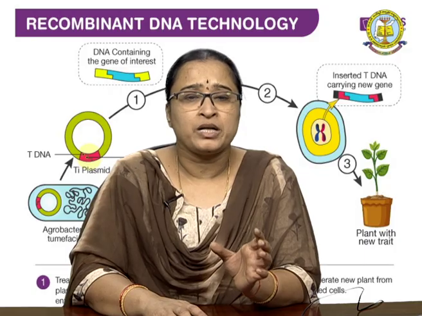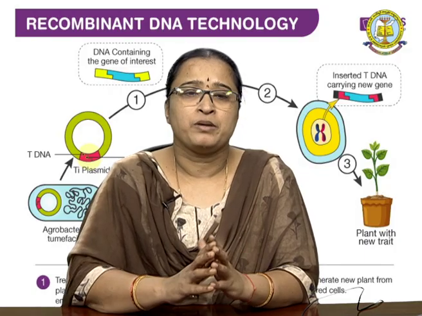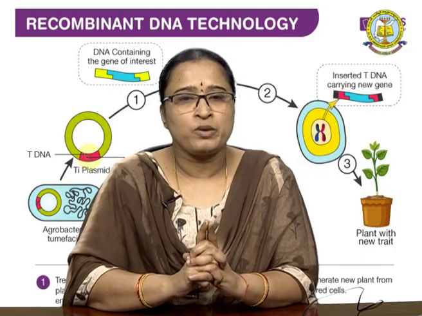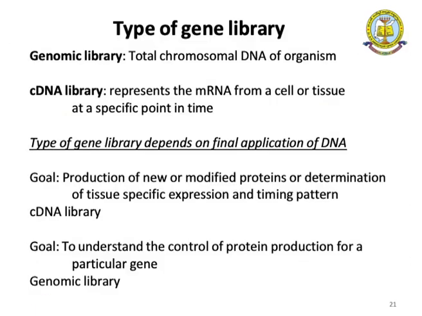What are the library types? In the gene library, the first one is the genomic library. A genomic library means the total chromosomal DNA of an organism.